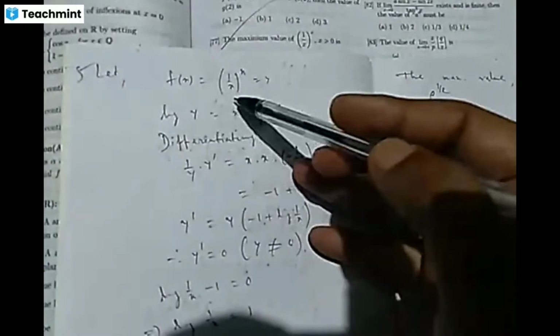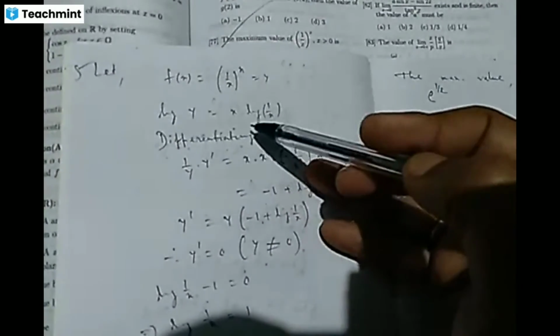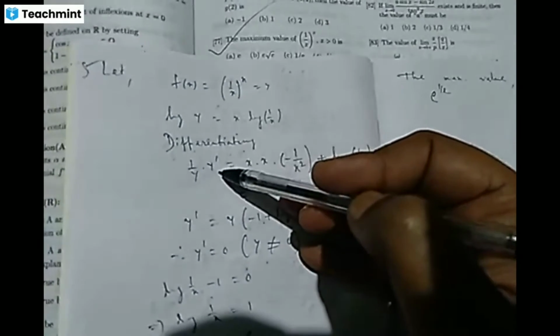Look at this. Let f(x) is equal to (1 by x) to the power x, equal to y. So taking logarithm on both sides, log y will be x log of 1 by x. Differentiating, 1 by y times the first derivative of f(x) will be log of 1 by x minus 1. It's a simple calculation. So here we know that given x greater than 0, this must be greater than 0.